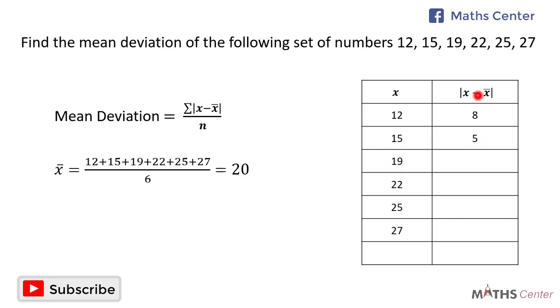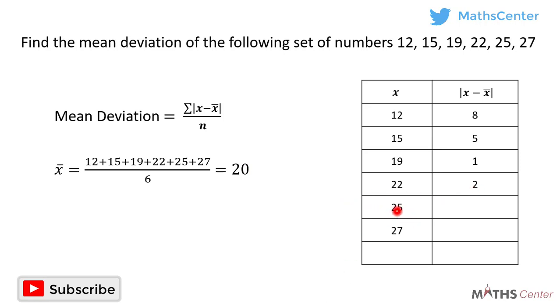We want x minus the mean of x, its absolute value. X is 19 and the mean of x is 20. So we have 19 minus 20, which will give us negative 1. The absolute value of negative 1 is 1. The next one is 22. So we have 22 minus the mean, which is 20. 22 minus 20 will give us 2. The absolute value of 2 is 2.